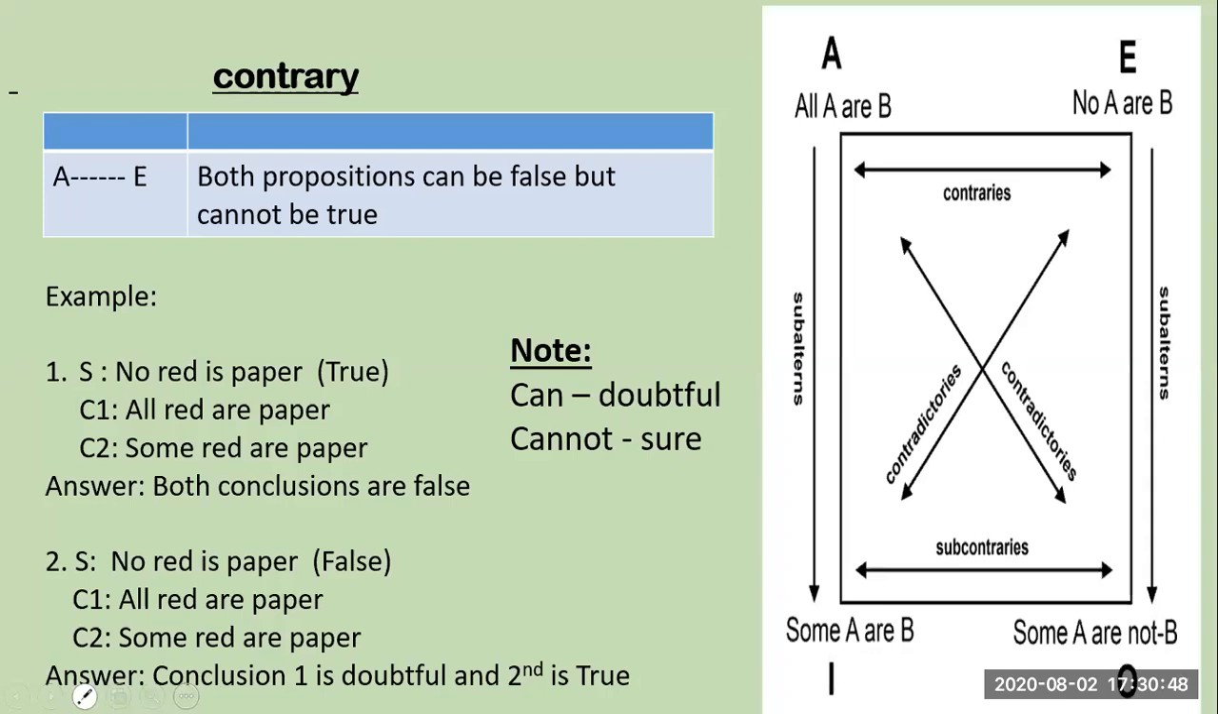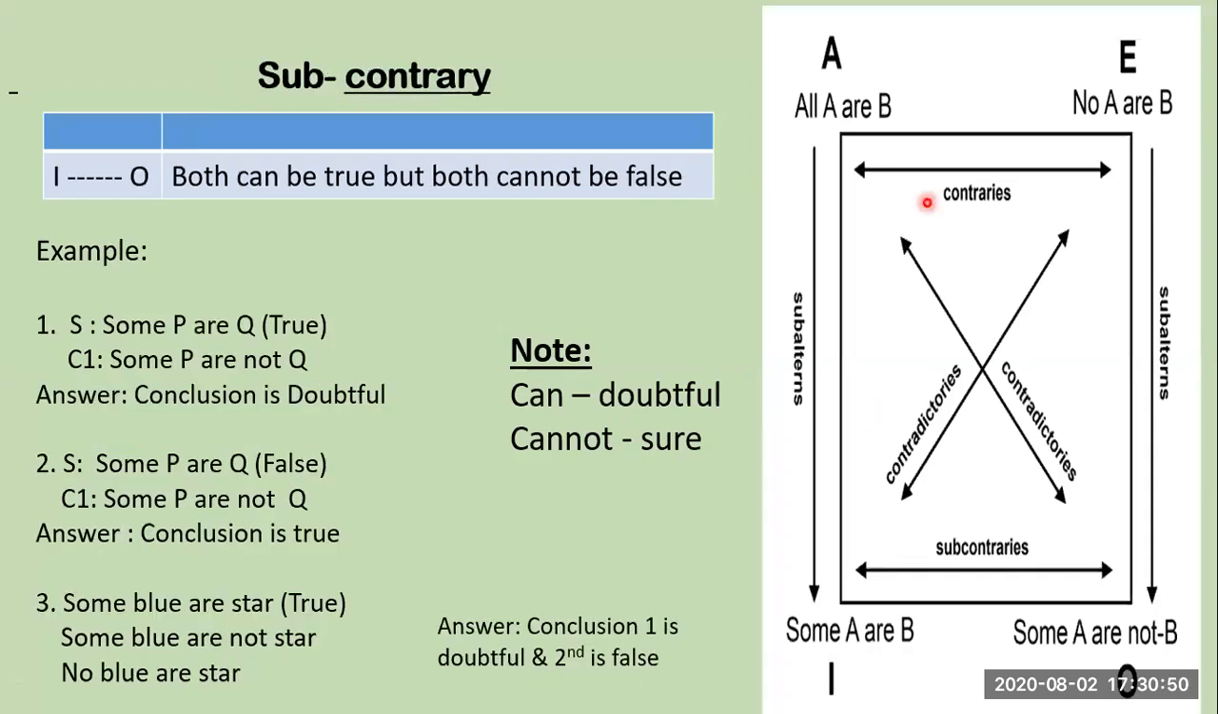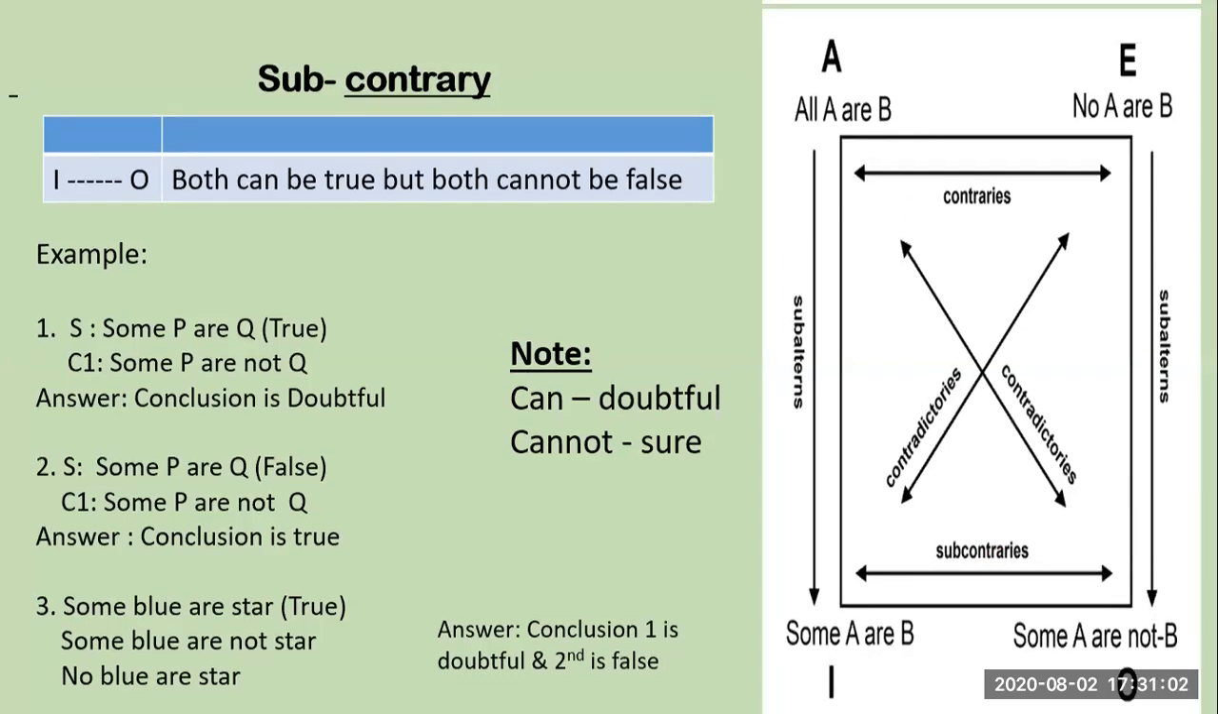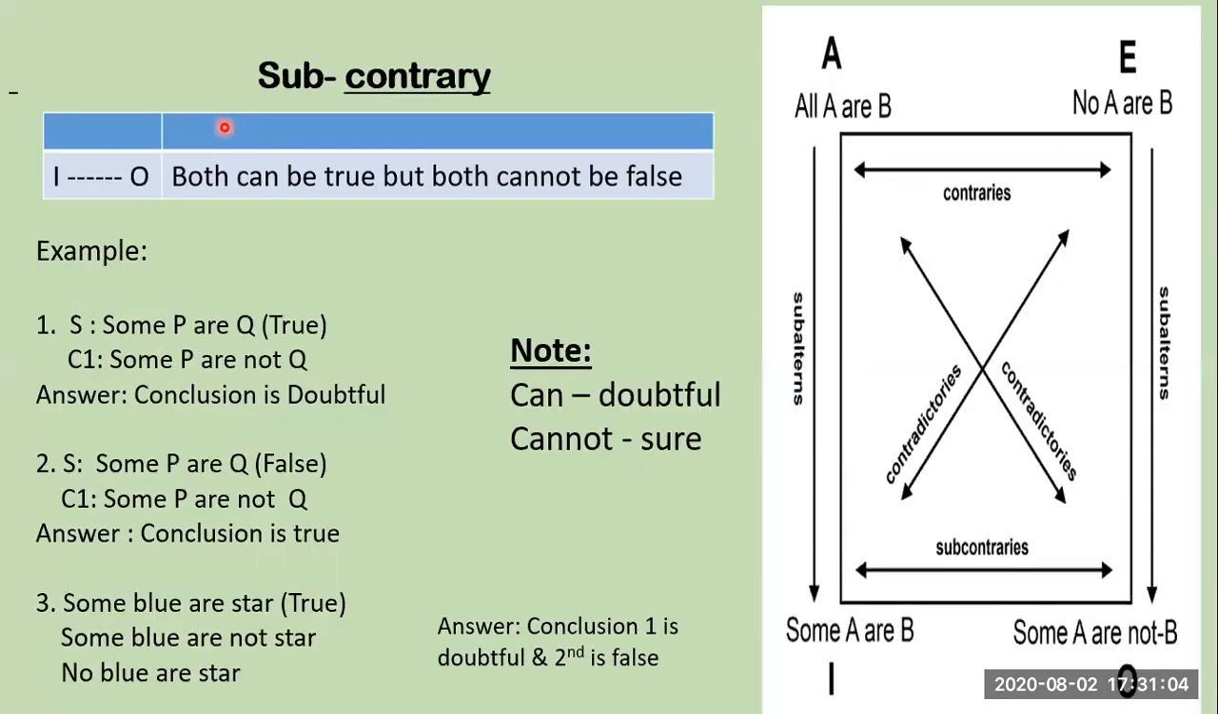So the third one, sub-contrary, which is just opposite to contrary. Contrary is top, right? So opposite is bottom. That is sub-contrary. So whatever rule we have applied here, it will be just opposite here. In contrary, both statements cannot be false. So here I'm telling you both statements can be true, but both cannot be false. So opposite to contrary is called sub-contrary. If you remember this, no need to remember that. Just put the opposite meaning of this.